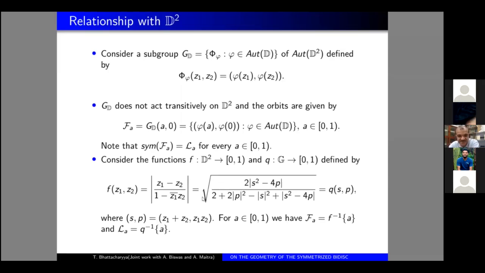Fine. And this is the function that I showed you earlier. In the bidisc coordinate, it's this. And in the internal symmetrized bidisc coordinates, it's this, the expression on the right side. So at the end of it, whether we are on the bidisc or on the symmetrized bidisc, the map that we consider is just this, modulus of Z1 minus Z2 by 1 minus Z1 bar Z2, and we come to a half open interval of the real line on which our fibers stand.